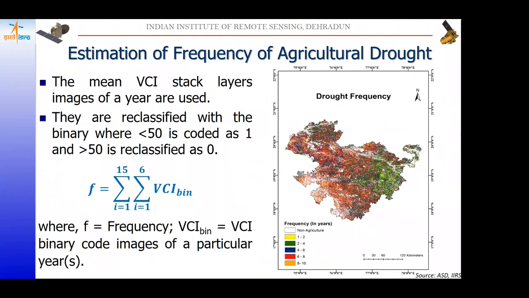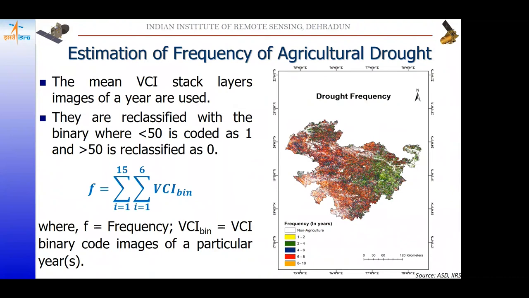So for the computation of the frequency of agriculture drought, we specifically use the formula given in the third slide. Frequency is summation 1 to 15 and summation 1 to 6 of VCI binary maps. And our VCI binary maps are none other than what we already defined in the previous slide, the binary VCI maps of our 16-day composite data sets. And now here we define the summation 1 to 6.